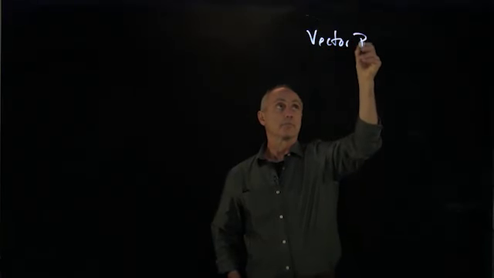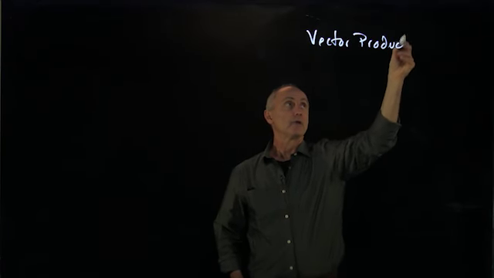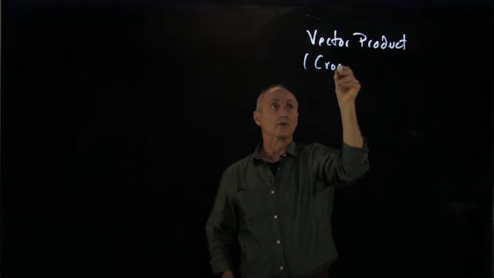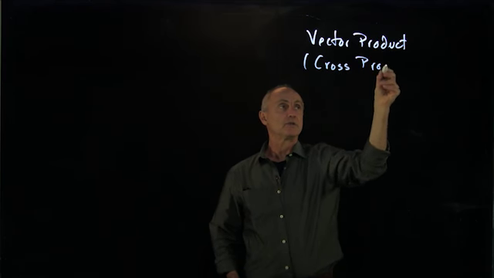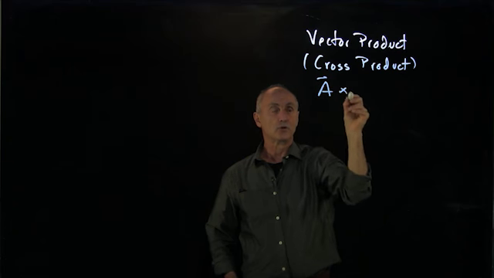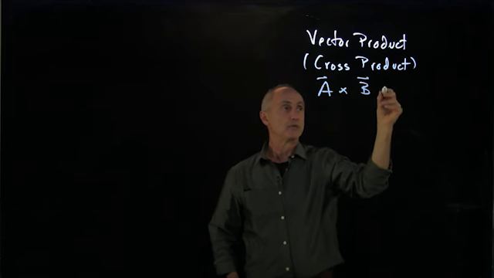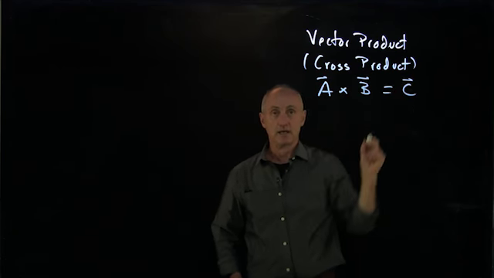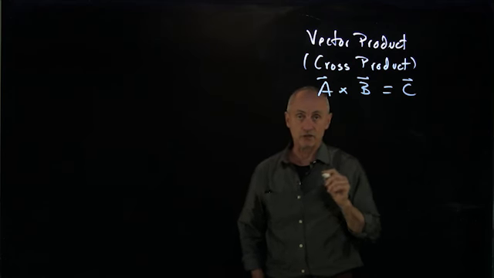There's another vector operation, which we call the vector product. Sometimes this operation is called the cross product. This is taking two vectors, A cross B, and this will give a new vector C. Now we want to define that new vector C.